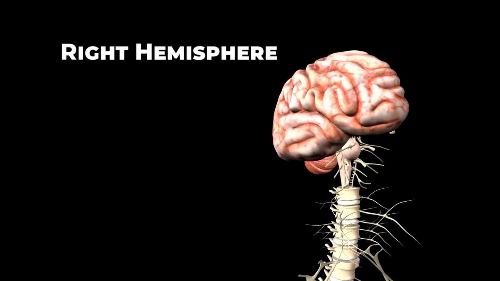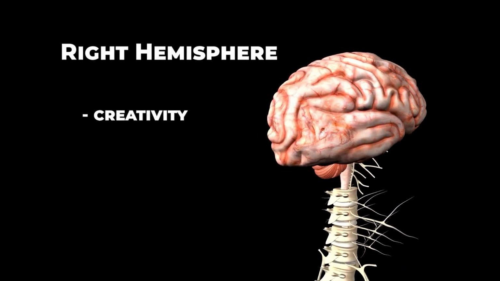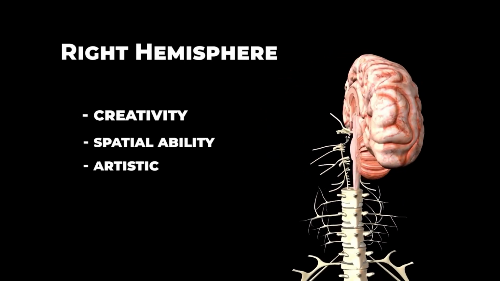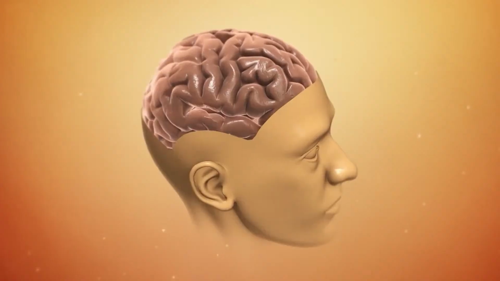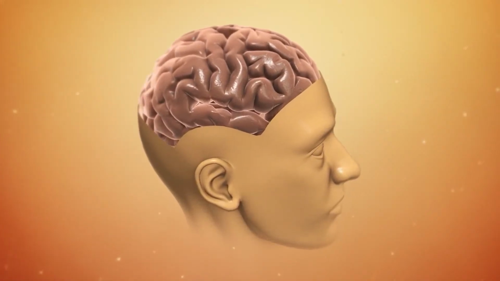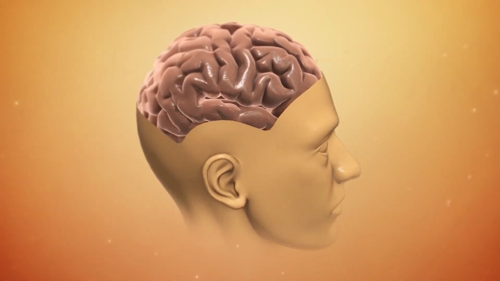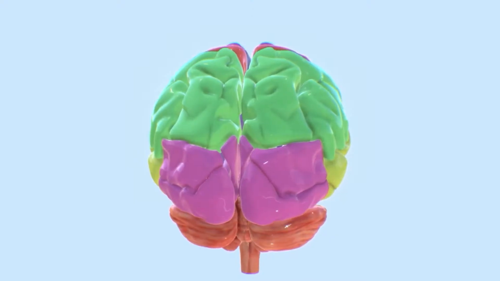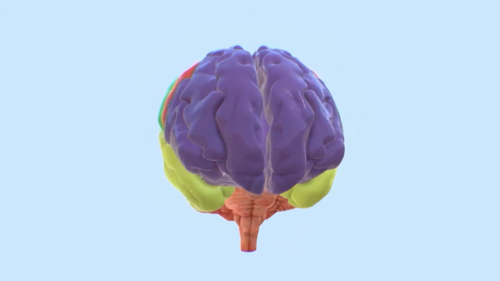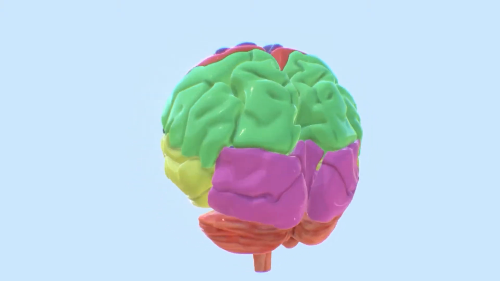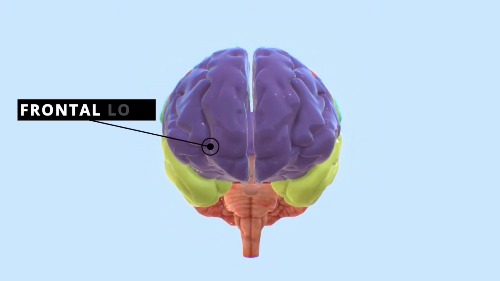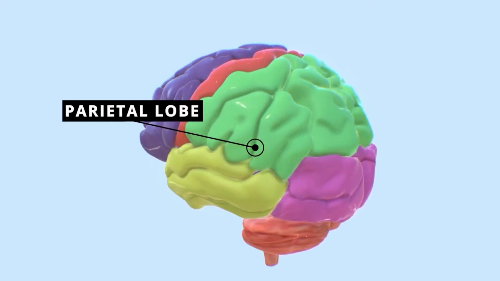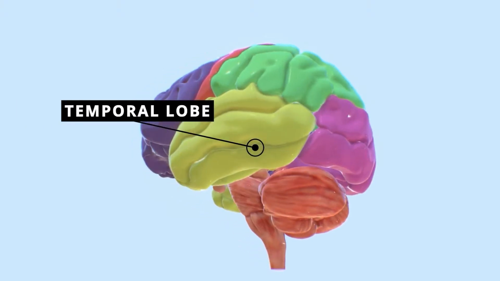The right hemisphere is more involved with creativity, spatial ability, and artistic and musical skills. It also plays a role in interpreting visual information and processing emotions. Lobes of the cerebrum. The cerebral cortex, the outer layer of the cerebrum, is divided into four main lobes. Frontal lobe. Parietal lobe. Temporal lobe.